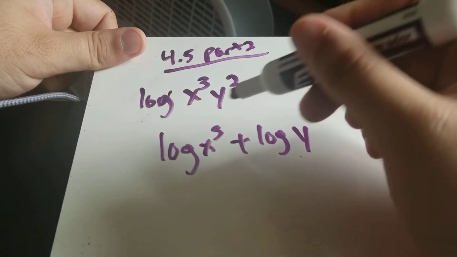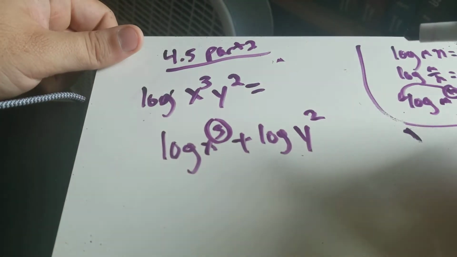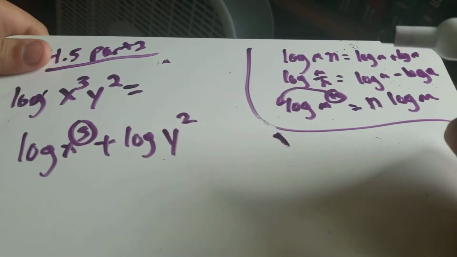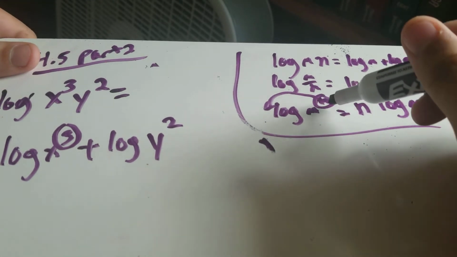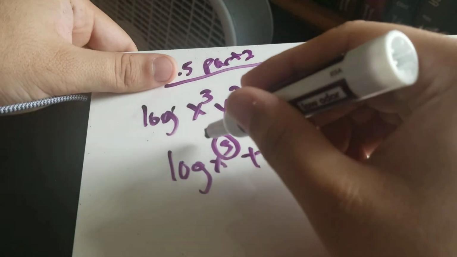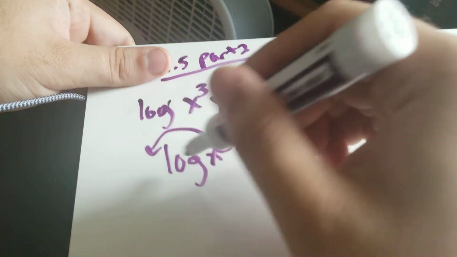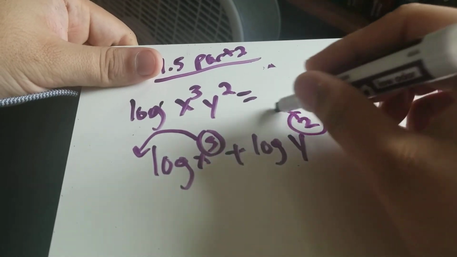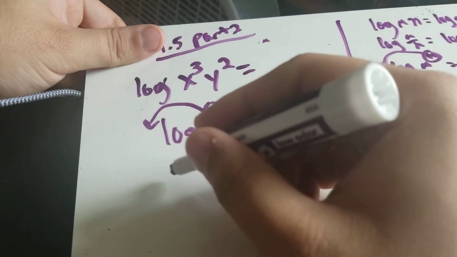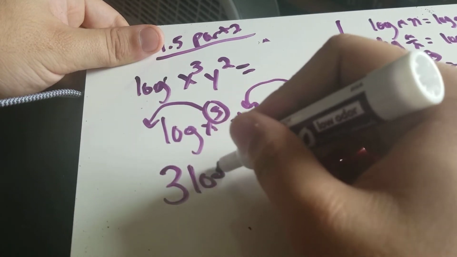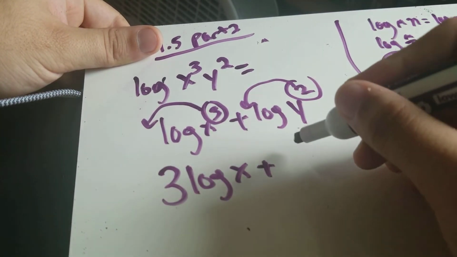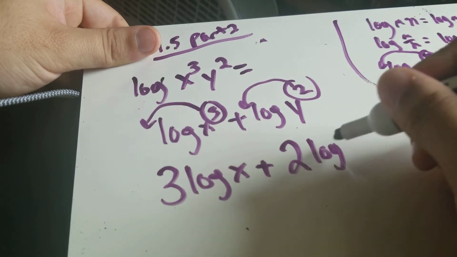X is not by itself. It still has this power 3 up here. So from my rule, if I have a power in the log, I can move it in front. So I'm going to take this 3 and move it in front, and I'm going to take this 2 and move it in front. So my final answer is going to be 3 log x plus 2 log y.